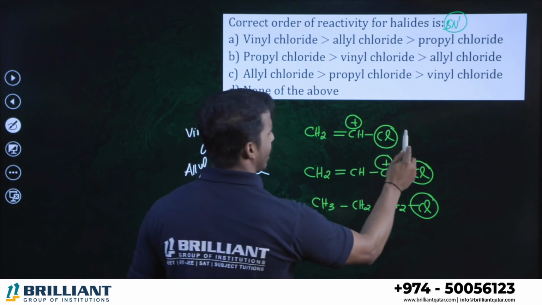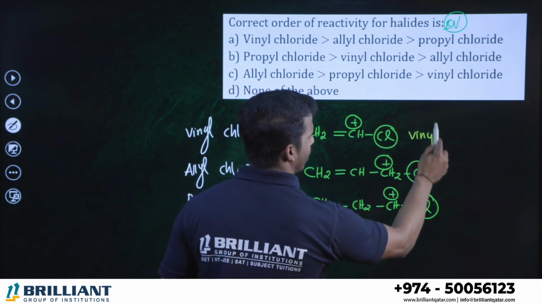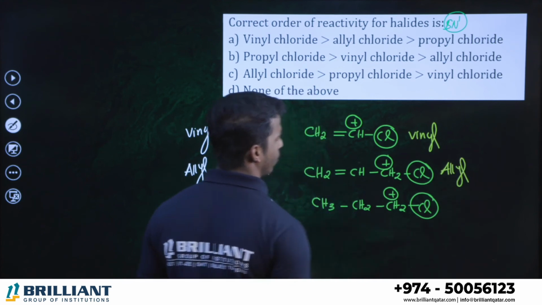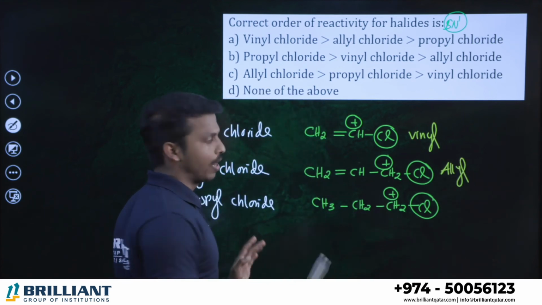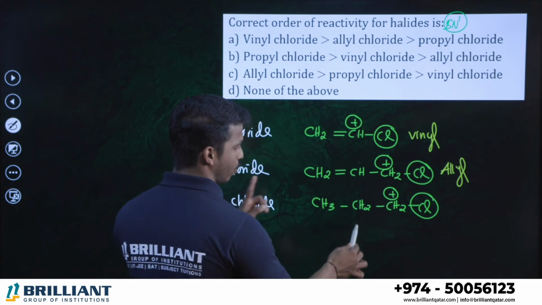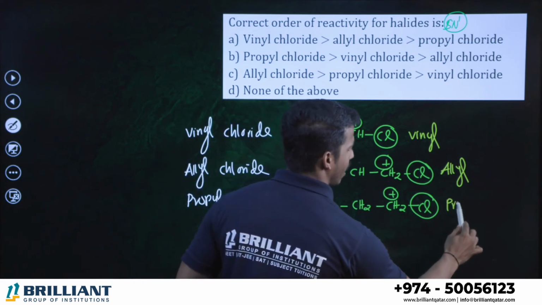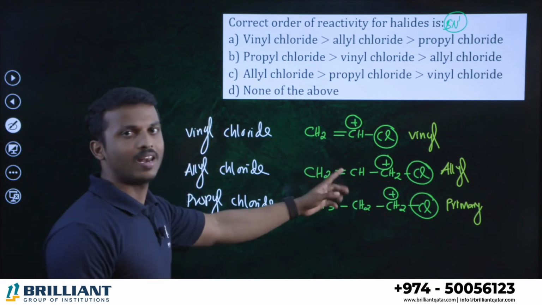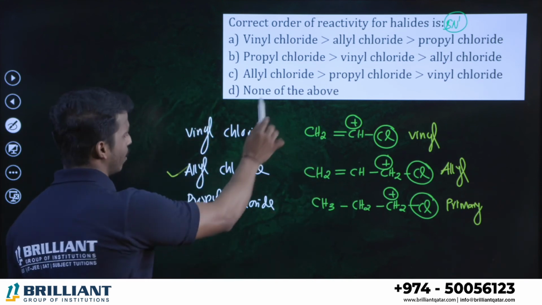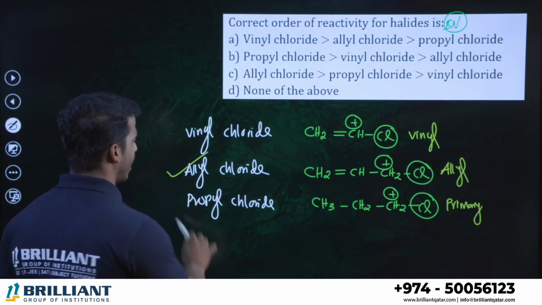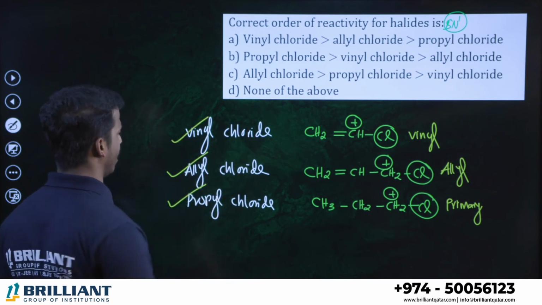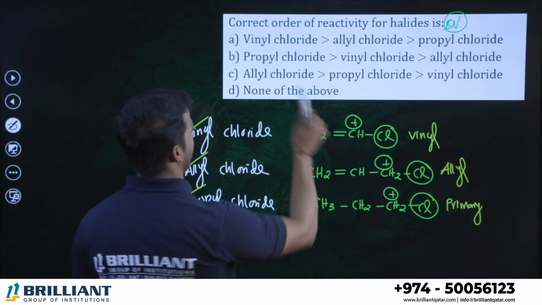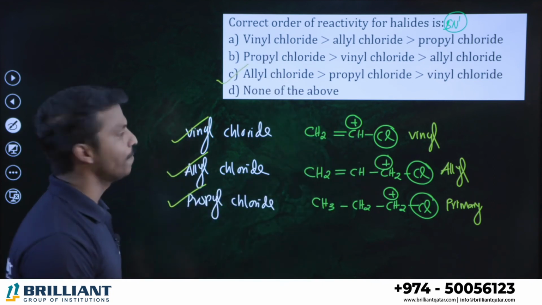Which carbocation is the first one? The first one is known as vinyl carbocation. The second one is known as allyl carbocation. The third one is just a normal one. This carbocation is connected to only one carbon, therefore it is a primary carbocation. Which is the most stable one? Allyl is more stable, so it will undergo reaction faster. After that, propyl. After that, vinyl. So your answer is allyl, propyl, vinyl. Right? Option C can be the answer.